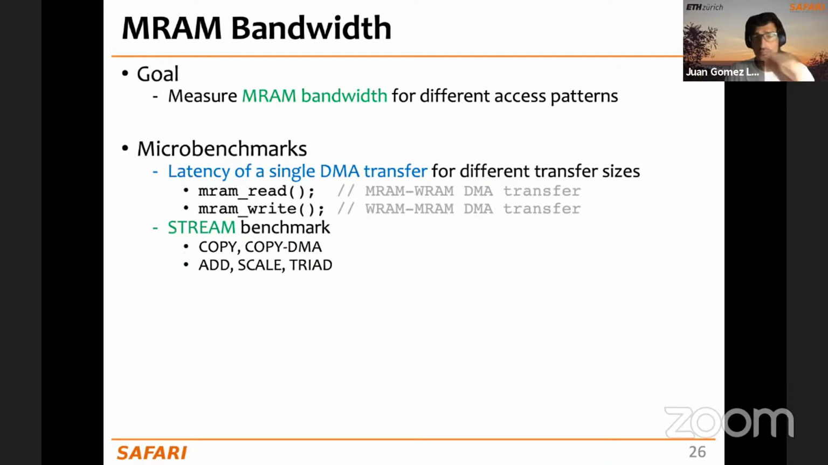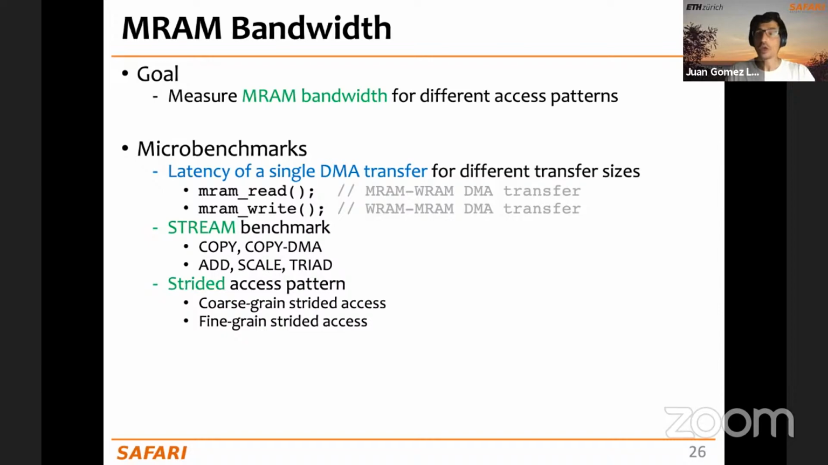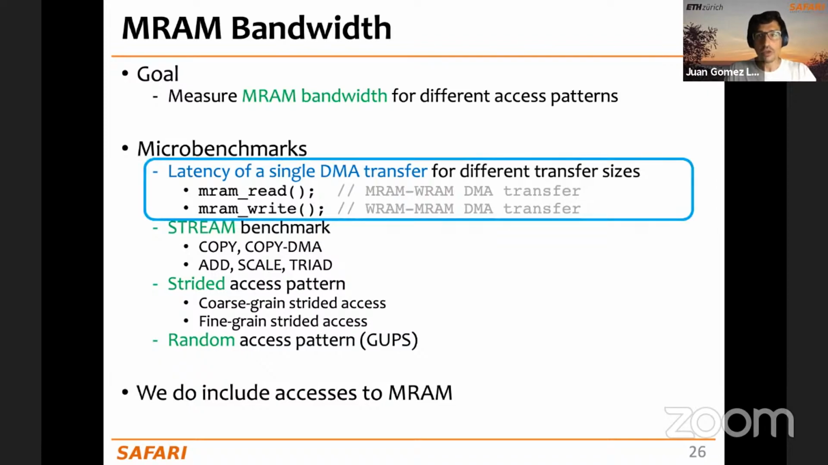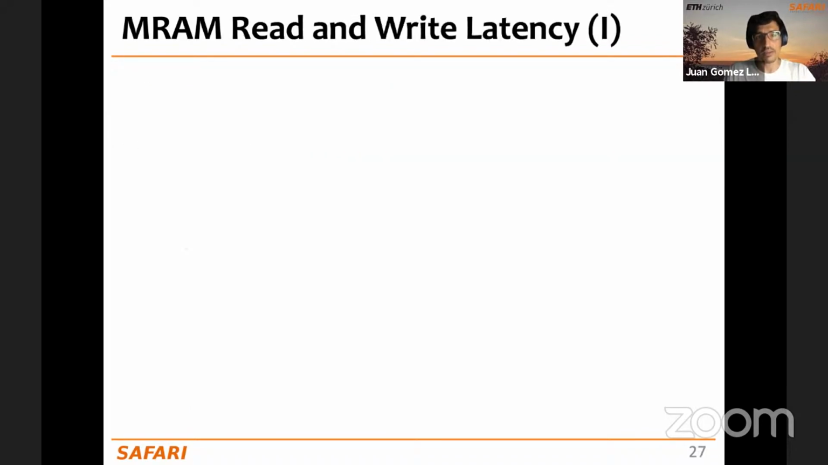Then we also implement the 4 versions of the stream benchmark, and we actually have 2 versions of the copy benchmark. You will see in the next slide what's the difference between these two. We have also micro benchmarks for strided access patterns and one micro benchmark for the random access pattern. We essentially implemented the popular GAPS benchmark. And in this case, we include the accesses to MRAM because that's what we are measuring, right? The access to MRAM, latency and bandwidth. But let's start with the latency of a single DMA transfer.